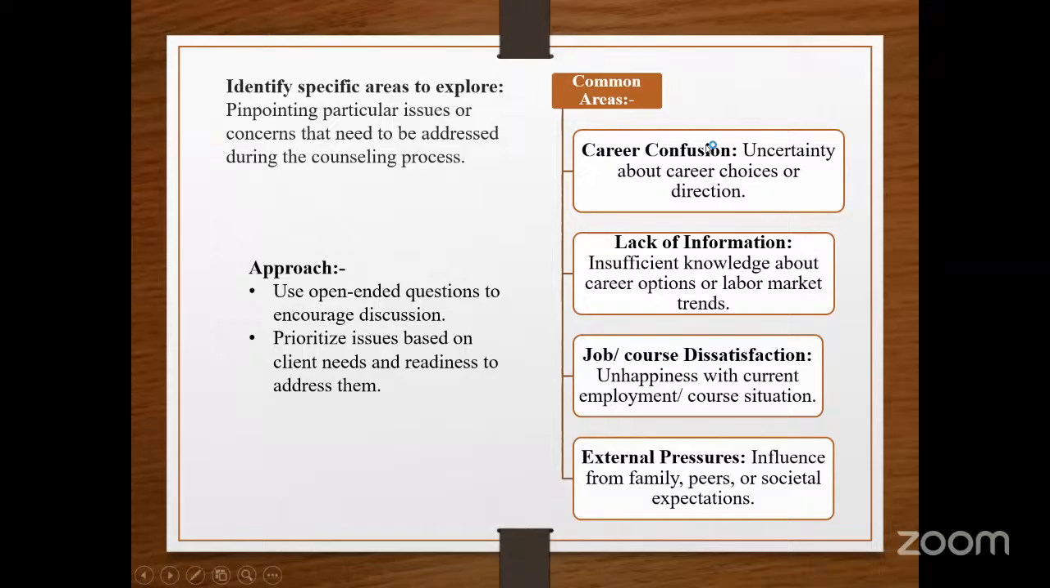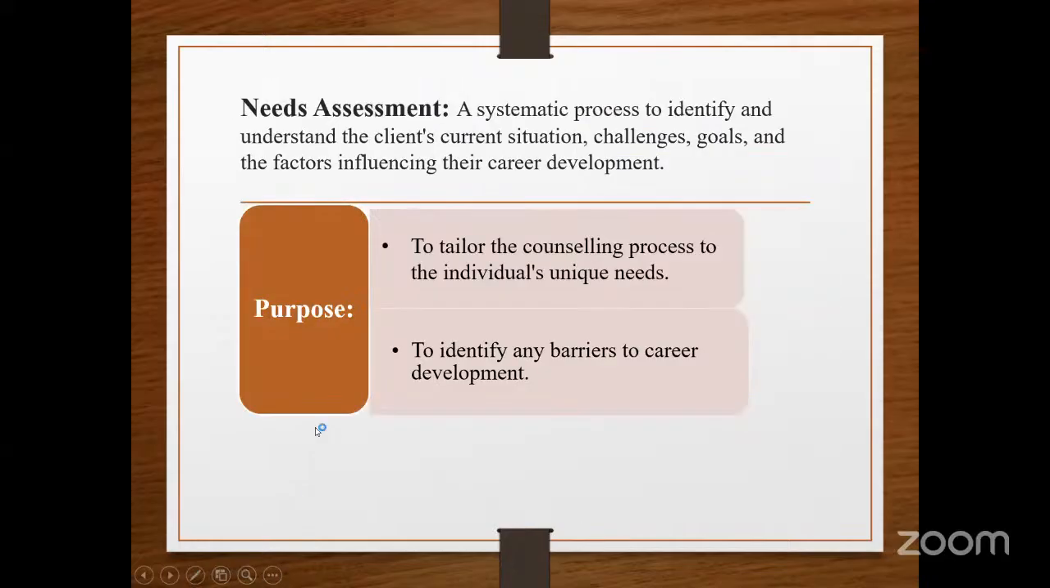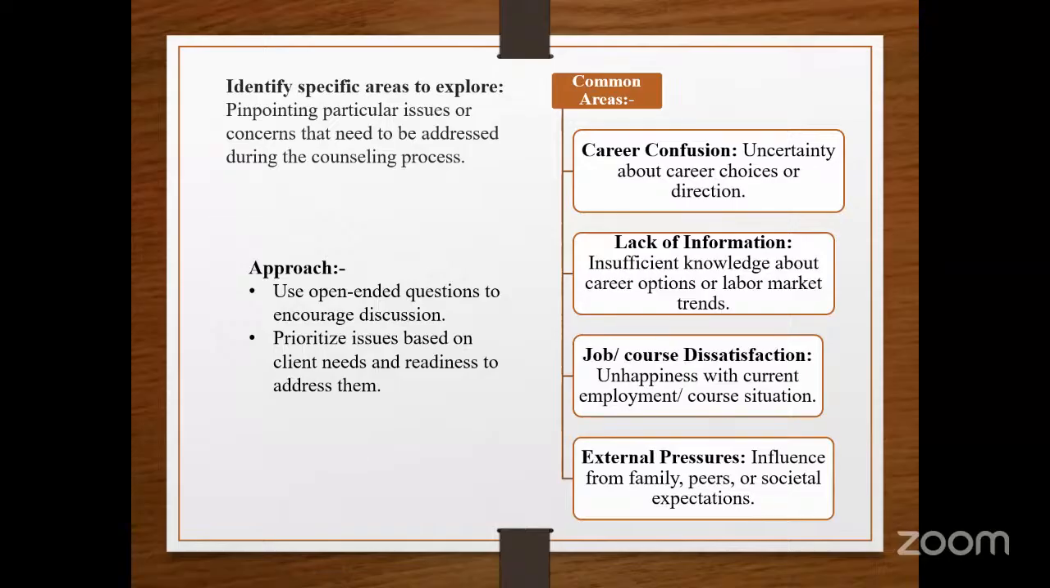Okay, the next approach I would like to talk about is to prioritize the issues which are the concerns from the client's needs. The client's needs are the priority for you to solve. Then I would like to talk about the common areas you need to explore so that the counseling session will be more effective, which is career confusion.